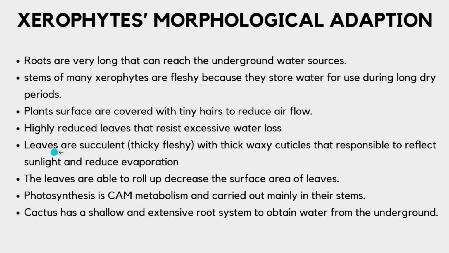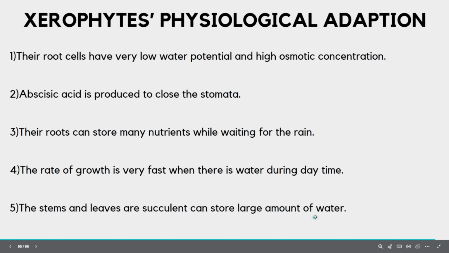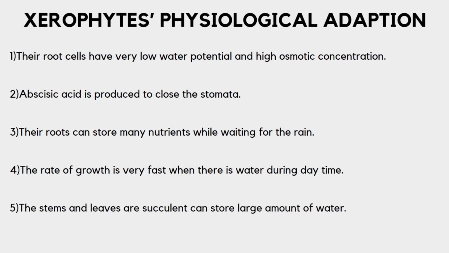And also the leaves are succulent, and the leaves are able to roll up, and the photosynthesis is CAM metabolism. And cactus has a shallow and extensive root system. And this is a physiological adaptation. So including ABA acid, low root cell water potential, high osmotic concentration, all this.